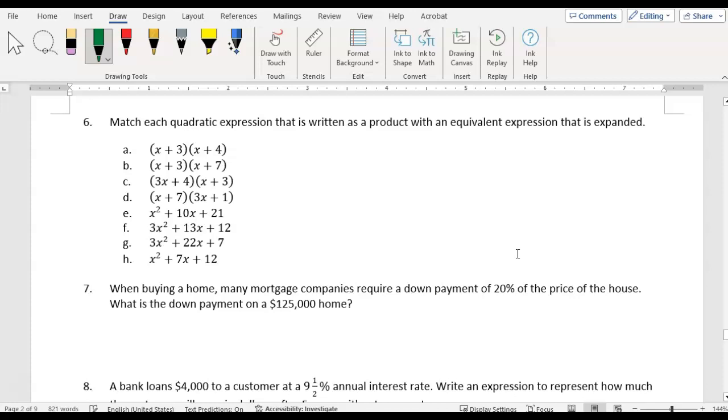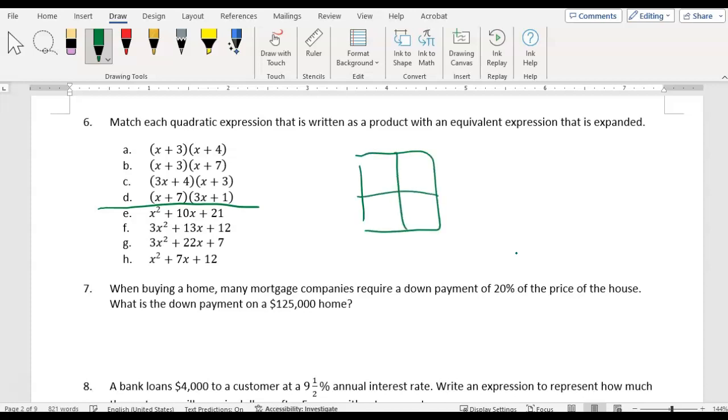All right, number 6 is match each quadratic expression that is written as a product with an equivalent expression that is expanded. Oh, sorry, this is written not very well. So you're matching the top with the bottom. Oh, sorry about that, that's a little bit of a formatting thing. So here is just matching your quadratic expression.